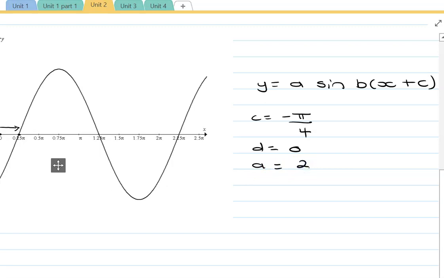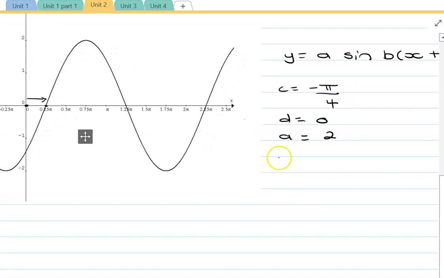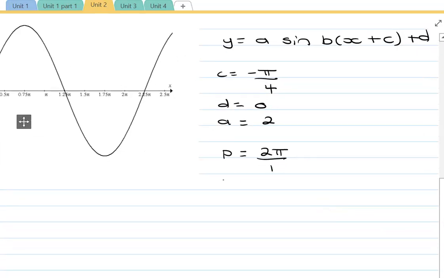Now let's have a look at the period. Remember, the value of b affects the period. So what I have to do to work the period out, let's begin at this point here. This is where we're beginning our sine function. So it's at 1/4 pi or 0.25 pi. We do one cycle and we get to 2.25 pi. That means the period is a full 2 pi units. So therefore the period is 2 pi, and it's got the same period as a normal sine curve. So our value of b is just 1. So b is 1. Of course that's not going to really affect our equation.